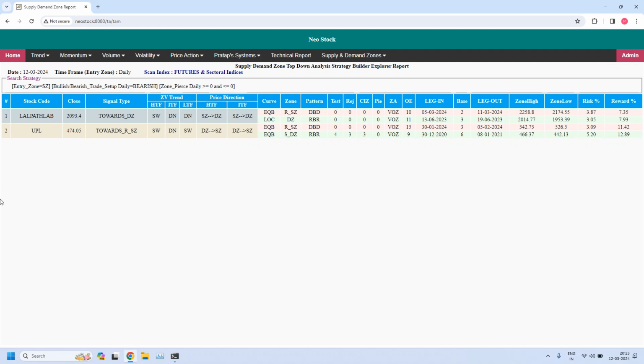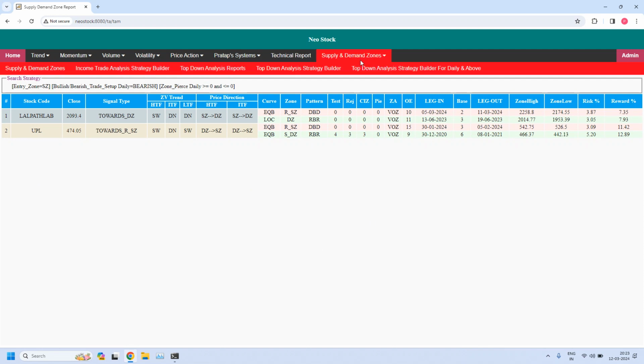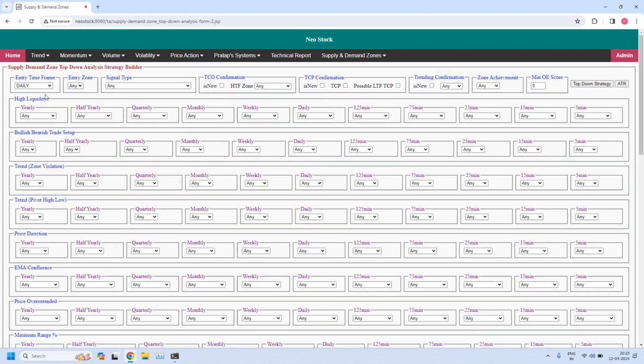Okay, the next report is weekly income trade. Bullish and bearish trade setup for weekly income trade. So first I am generating the bullish trade setup for weekly. So for weekly income trade, entry time frame should be 75 minutes. That is our LTF time frame, lower time frame. And the entry zone should be demand zone because it is a bullish trade setup. And in the parameter bullish or bearish trade setup, now in 75 minutes, you need to select bullish.